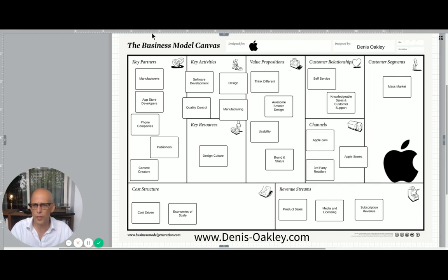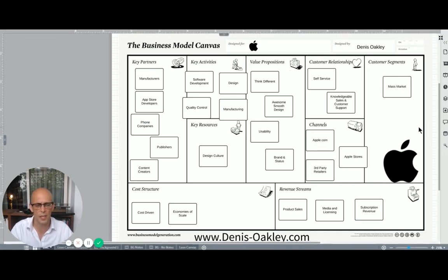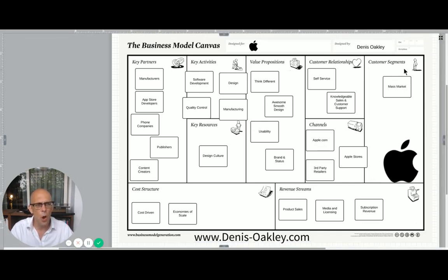So starting off with the business model canvas, which was designed by Alexander Osterwalder, we have the customer segments. Apple focus on a mass market customer segment, and specifically they're looking for people who love good design, are high in technological prowess, and they're looking to express their status. There are tens of millions, hundreds of millions of these people around the world.